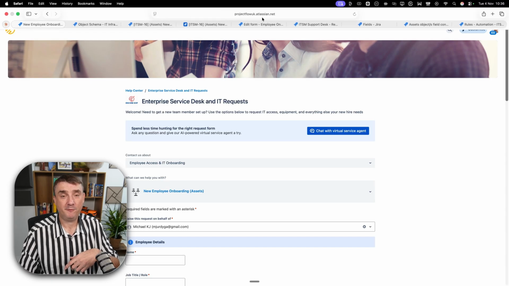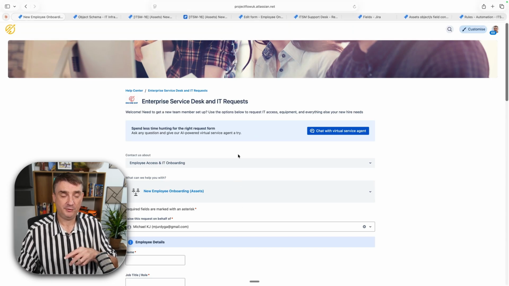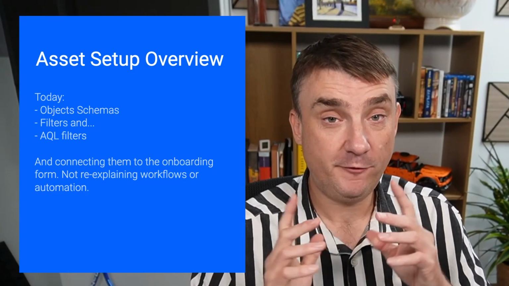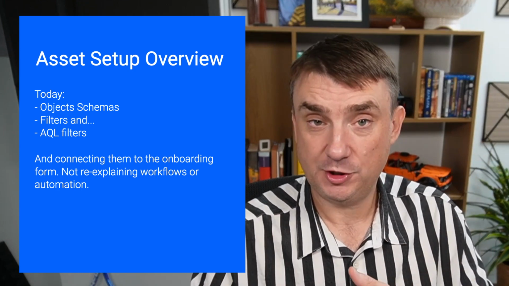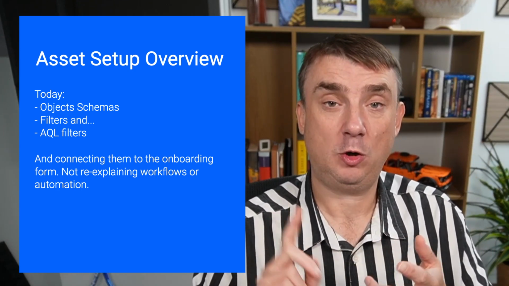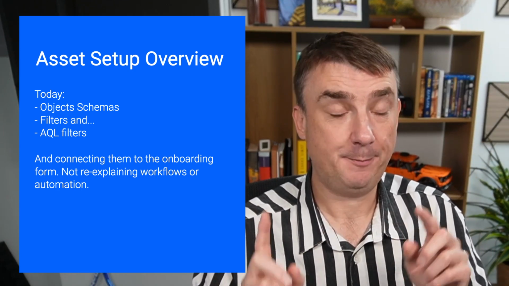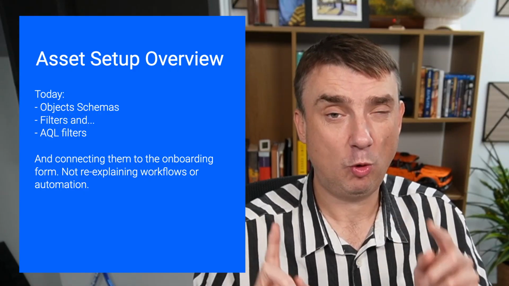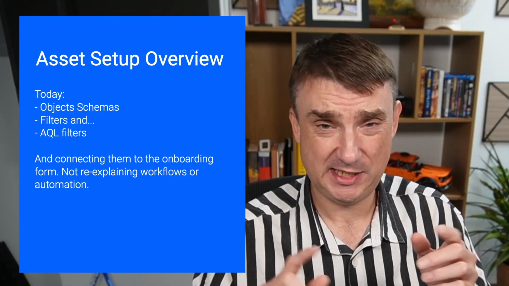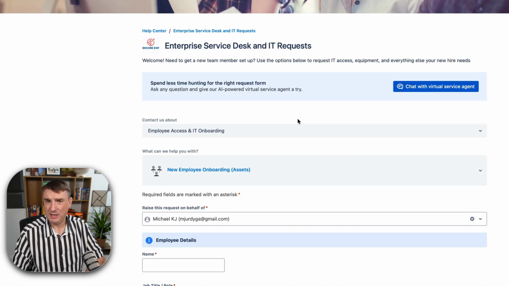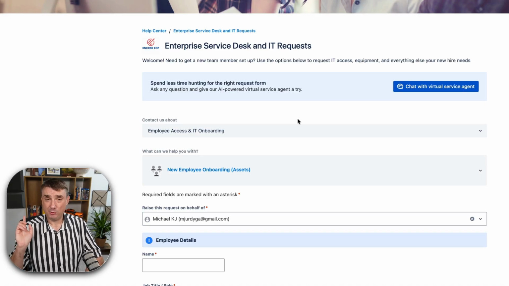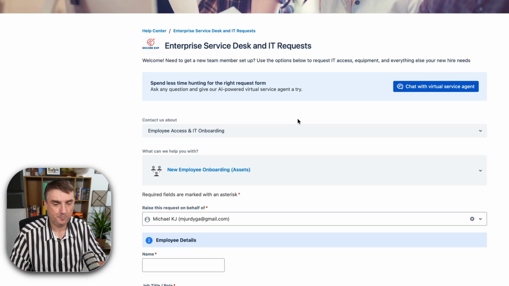But guys, before we do it, a very quick overview. I'm covering asset setup today, object schemas, AQL filters, how to connect everything to the onboarding form from yesterday. I'm not re-explaining workflows or automation. That is in part 1 and link below. So in a quick summary, pure assets focus. That requires JSM Premium, but you can test it for free for 30 days, sometimes 60.